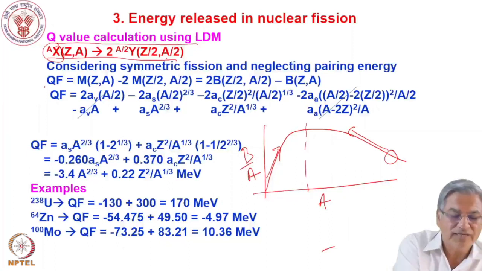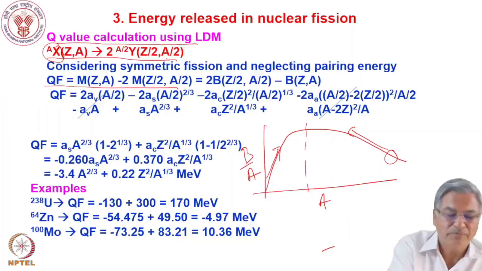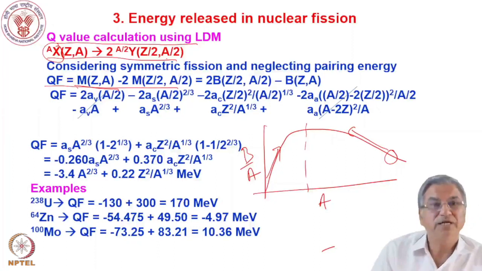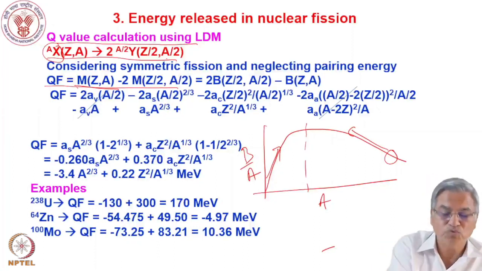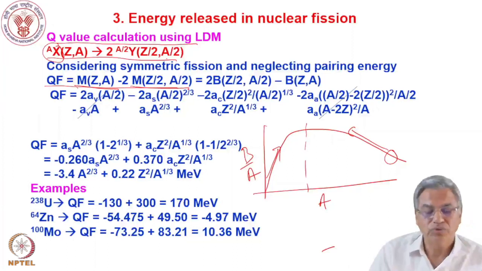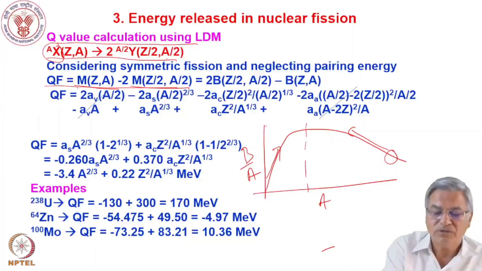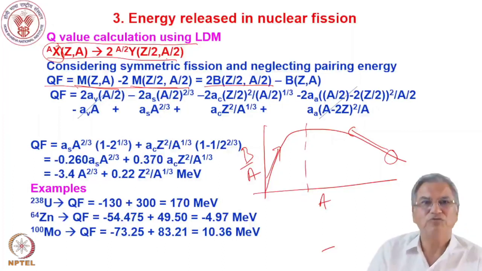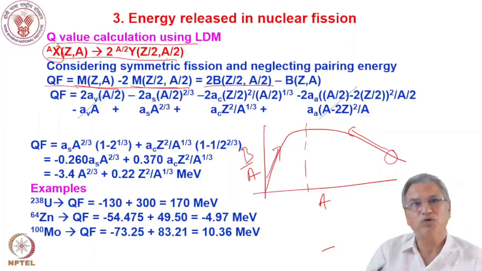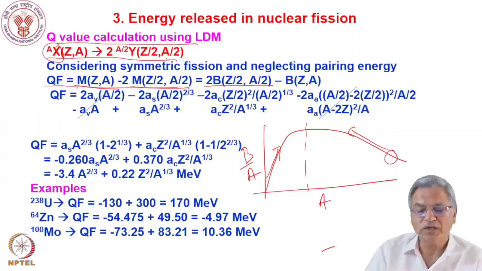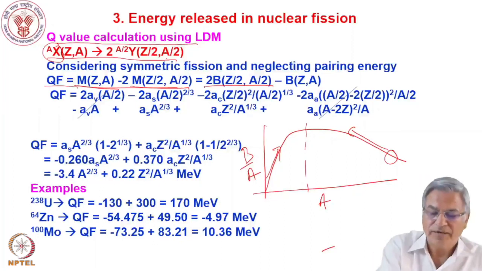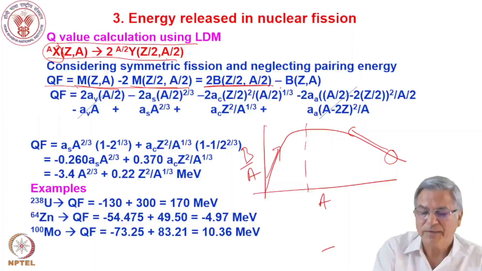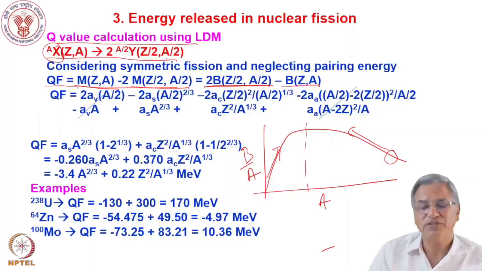So let us see what is the energy released in fission. We had the parent isotope, the fissioning nucleus, splitting into two fragments of mass A by 2 and charge Z by 2. Now this same thing can be written in terms of the binding energy, because the mass numbers are constant. So the difference in masses can be written in terms of the difference in binding energy the other way around. The difference in masses of reactant minus product is equal to the difference in binding energy of product minus reactant. So binding energy of the products minus binding energy of the reactant, that is the fissioning nucleus.